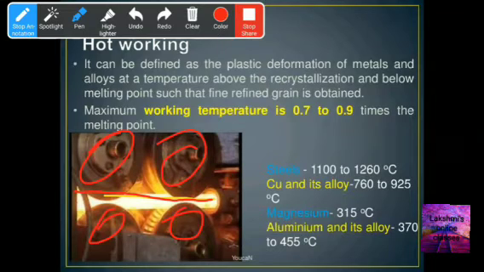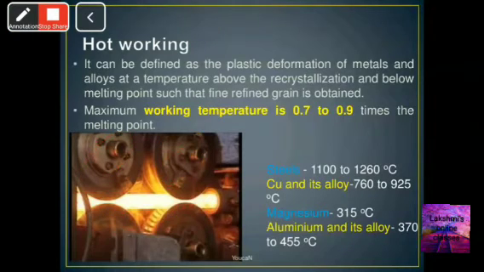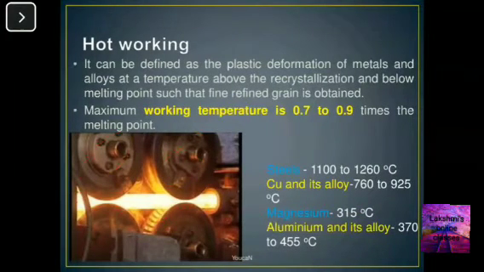Right? Therefore, steel is worked at a temperature of 1100 to 1260 degrees centigrade. Coming to copper and its alloys, the temperature is 760 to 925 degrees centigrade. Magnesium is 315 degrees, aluminum and its alloys 370 to 455 degrees. These are the recrystallization temperatures where hot working occurs for these materials.